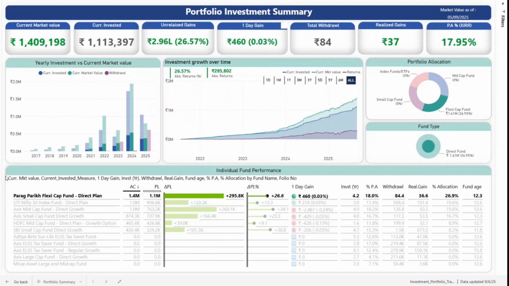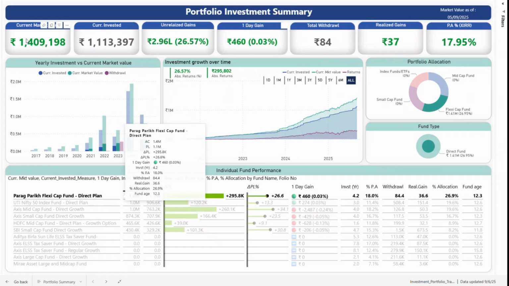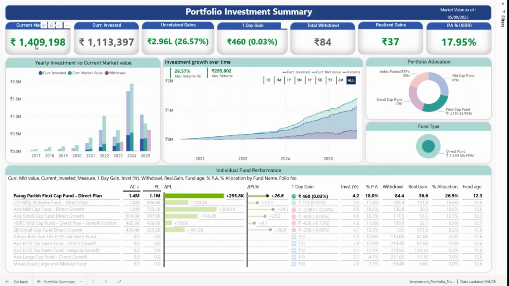So if you look here, now your current market value is 14 lakhs, current invested on this fund, and unrealized gain and all the things, and you made only small withdrawals, and this has given 17.95 percent XIRR, and all these drill down metrics you will get. Okay, and this graph is a very important graph.